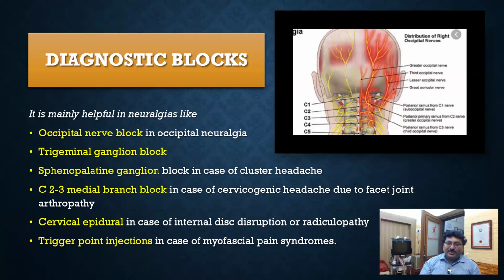Then C2 C3 medial branch block: that is basically for cervicogenic pain. If the origin is C2 C3, basically the third occipital nerve, which goes just over the C2 C3 facet joint, is getting irritated, and when you block this it will actually relieve the pain. Cervical epidural is helpful in case of disc disruption or cervical radiculopathy. Trigger point injections are useful for myofascial pain syndrome. So we'll be learning each and every procedure here. We have already learned a few procedures, like how to manage facet pain, and we have also learned about the epidural and radiculopathy. Next, trigeminal neuralgia and occipital neuralgia we will be learning with time.